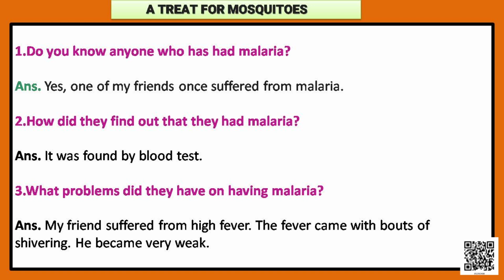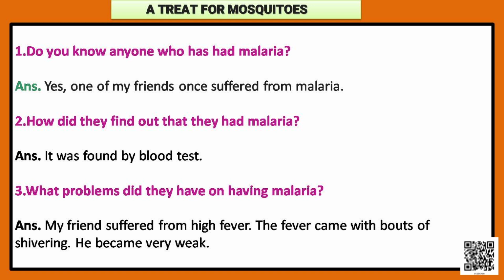How did they find out that they had malaria? This is very obvious. It's a very simple answer for you all. Yes, you are absolutely correct. It was found by the blood test, as it was found in the case of Rajat.